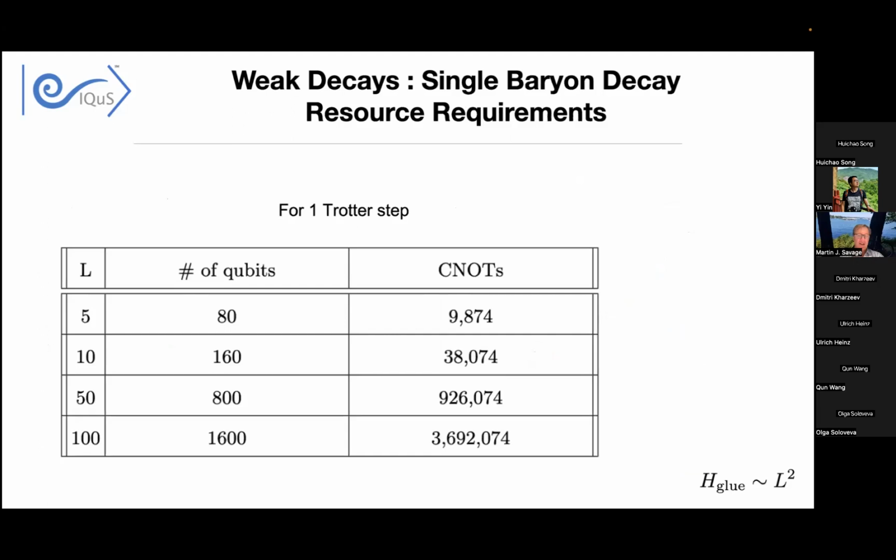The number of CNOTs for this is very similar to what we showed before, because the weak Hamiltonian is actually just a small contribution compared with the contribution of the Hamiltonian of the gauge field. And so you're still looking at about 3.5 million CNOTs to do the beta decay of a single baryon for 1 Trotter step in 1-dimensional QCD for L equals 100.